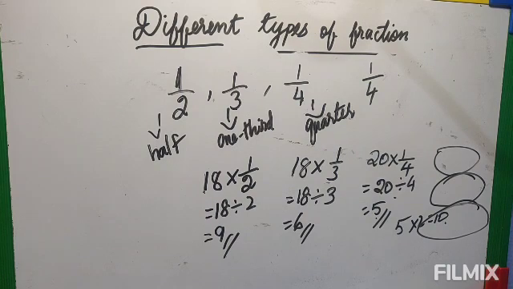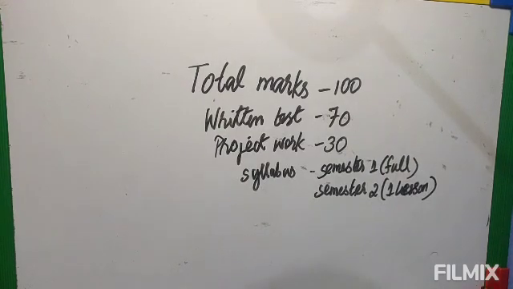Thank you. One more thing I want to explain. For the exam, I think the exam timetable is given already. You go and see in the WhatsApp group. Here you will write in 100 marks. Listen carefully. Total marks is 100, written test is 70 marks, project work is 30 marks.